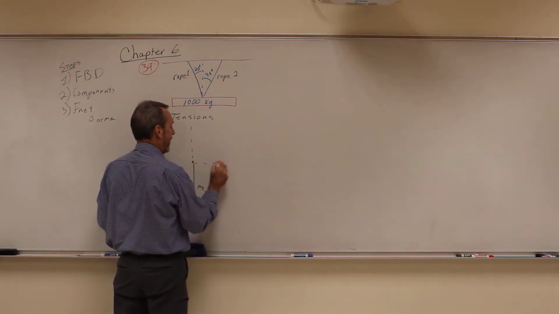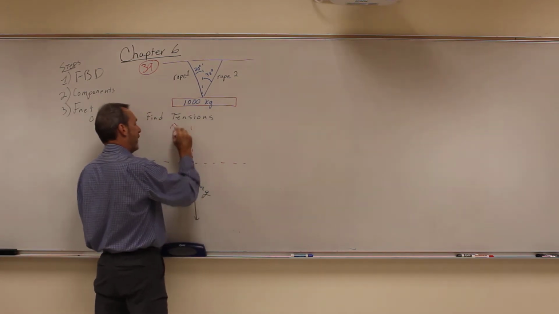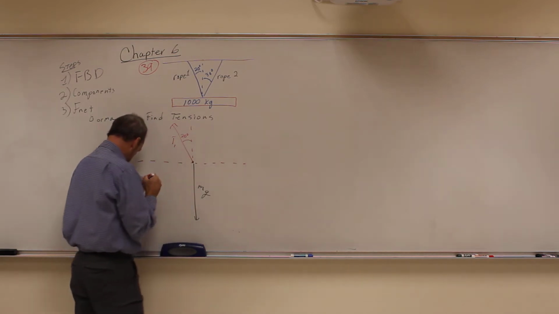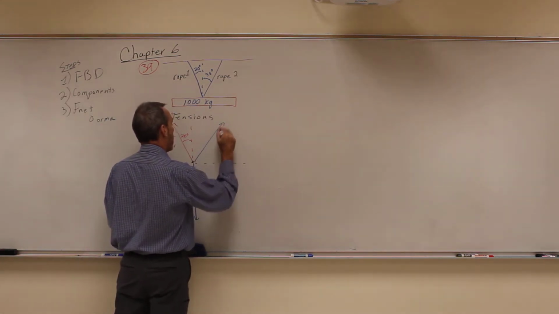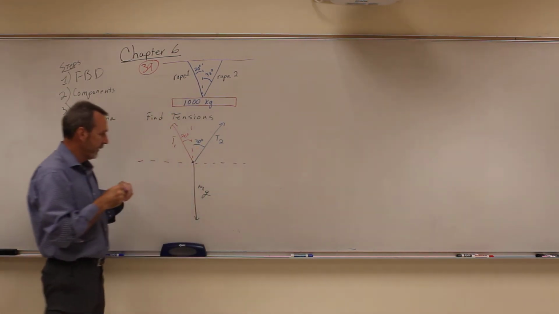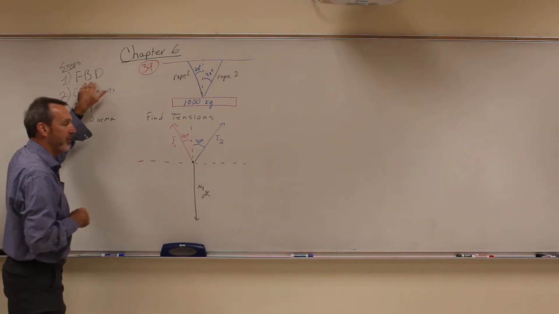And I'm going to draw my axes here so we can keep track. So this is tension 1, and this is 20 degrees. And then we got tension 2 coming off here at 30 degrees. All right, those are the only forces acting on it. So there I did step 1, that's the free body diagram.